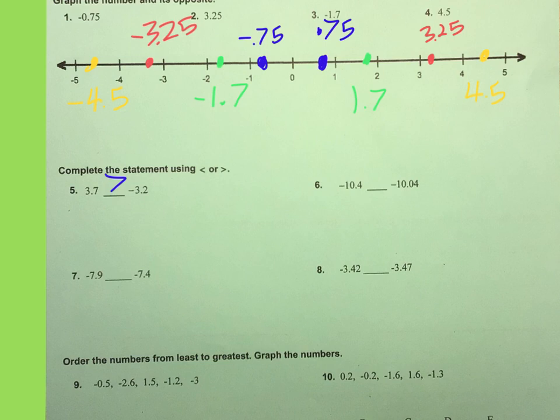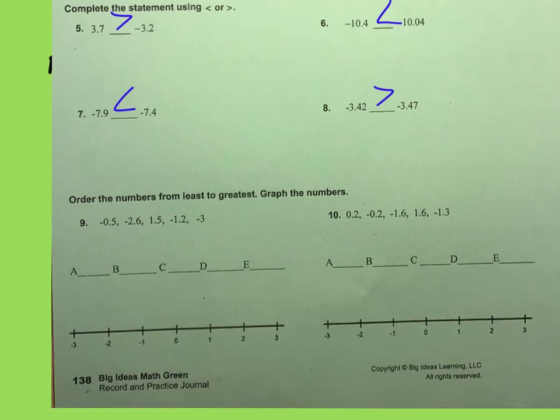Look at number 6. Negative $10.40 or negative $10.50. 10 cents. Which one would you rather owe? Well, I know it's not a whole lot, but I would rather owe that one. Would you rather, look at number 7, owe $7.90 or $7.40? I would rather the $7.40. And then $3.42 or $3.47. Well, this one's going to be the one I'm going to choose. It's because it's greater.